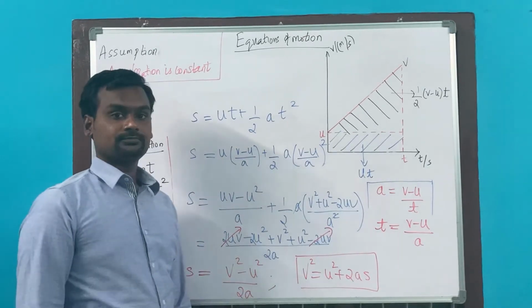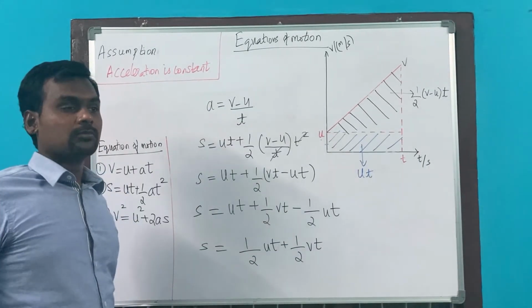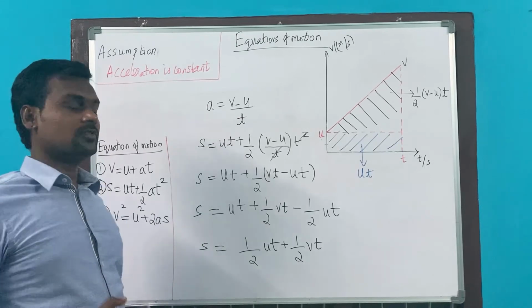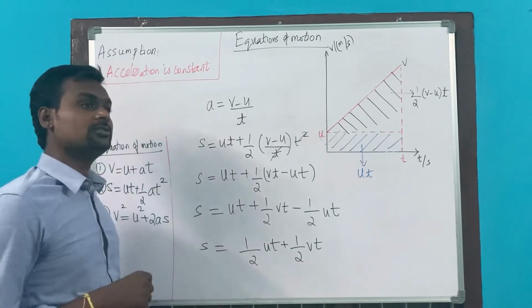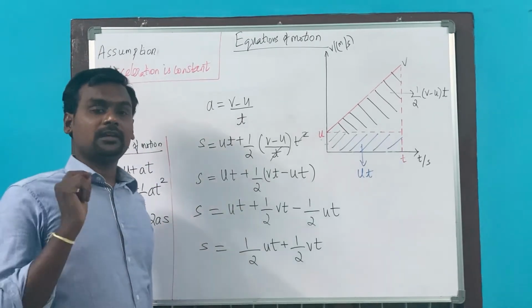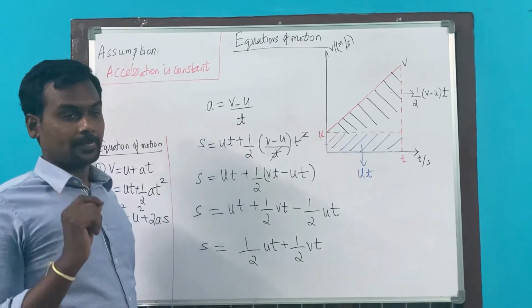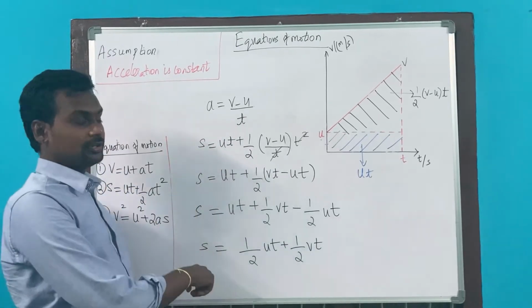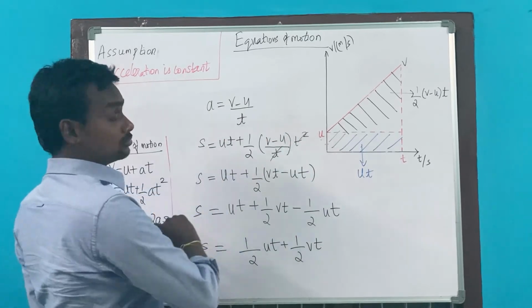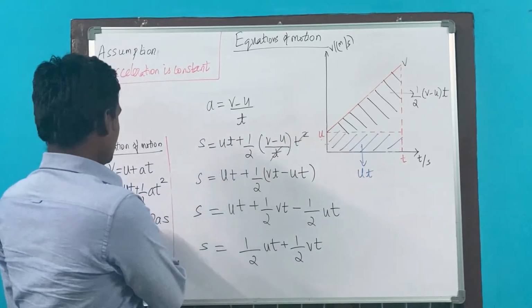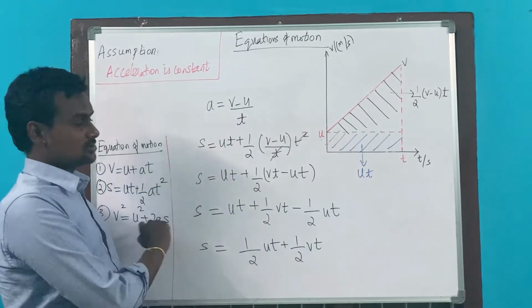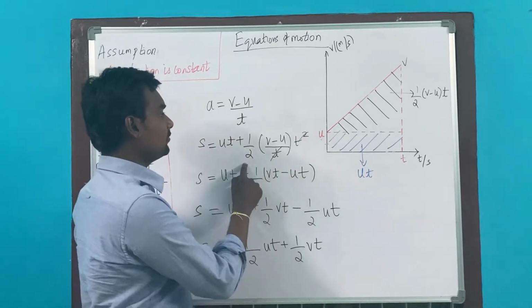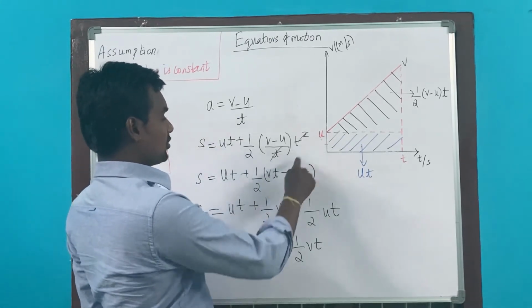Coming to the fourth equation. In order to arrive at the fourth equation, we are again going to use the first two equations of motion. But this time we are going to eliminate A instead of time. As I show it here, A is equal to (V minus U) by T. If I replace A in the second equation, you get S is equal to UT plus half (V minus U) by T times T squared.